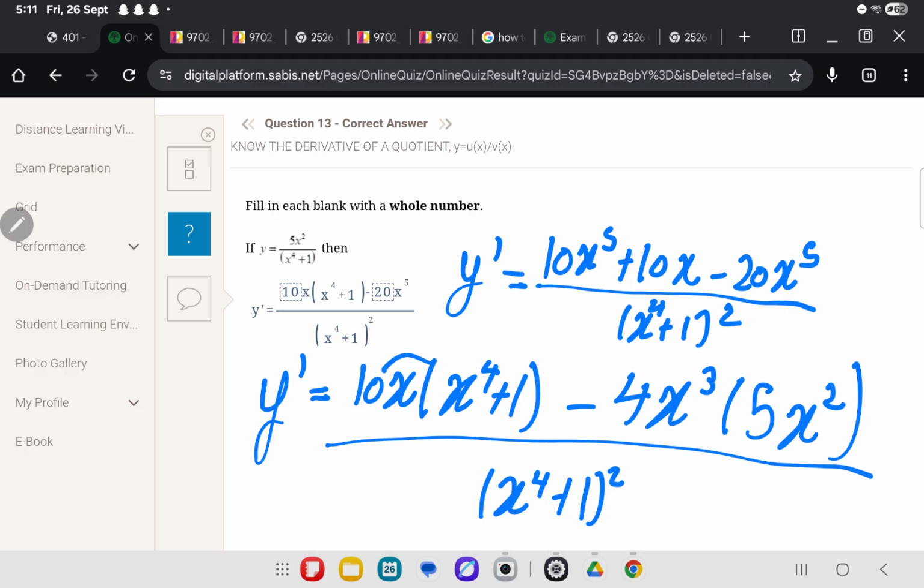Okay, I remember I just distributed what I have. So negative 4x cubed into whatever. Okay, that's it. Now, the 10x to the power of 5 and the negative 20x to the power of 5 will cancel out to give me minus 10x to the power of 5. So minus 10x to the power of 5, and then the 10x will stay the same.